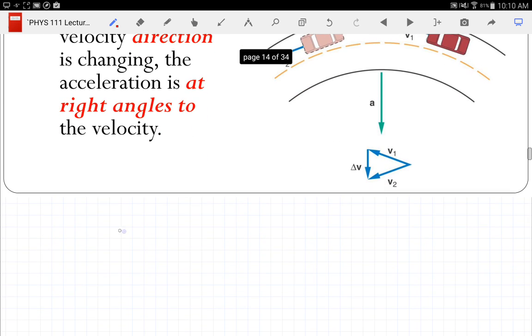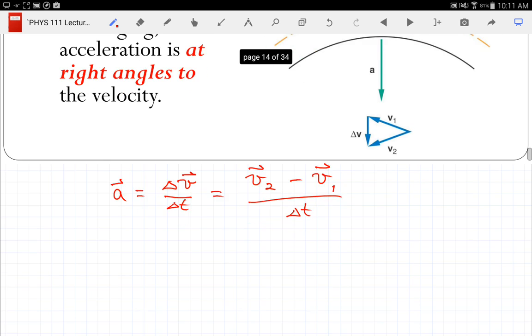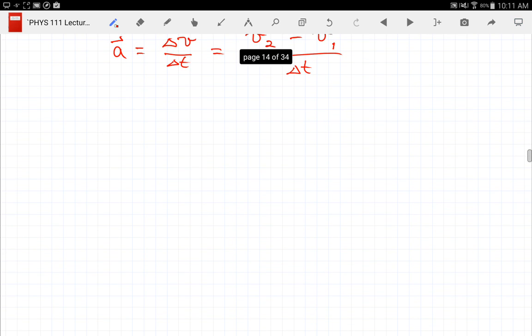The equation for acceleration is delta v over delta t, which would be, in this case, the final v2 minus the initial v1 over delta t. I have these velocities. I'm guessing most of you don't know how to add, much less subtract, vectors. This is subtraction of vectors. So let's take just a few minutes to talk about how to add and subtract vectors so we can make sense of what's on this page.